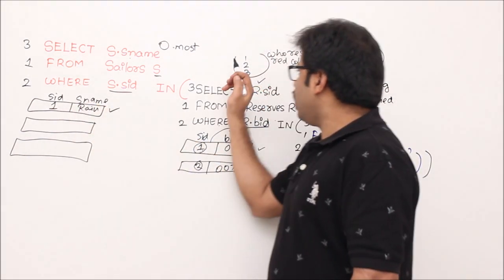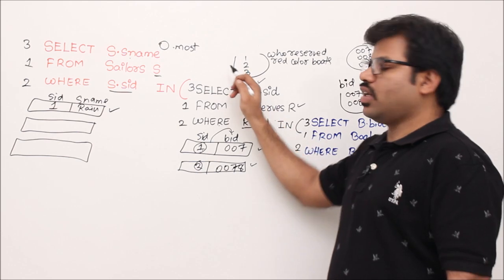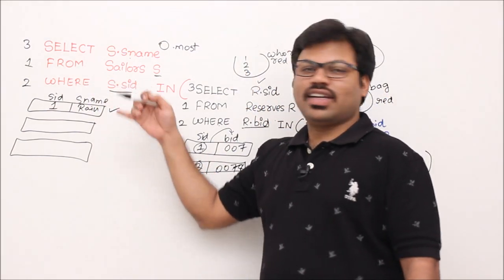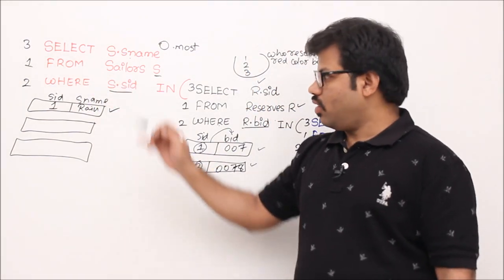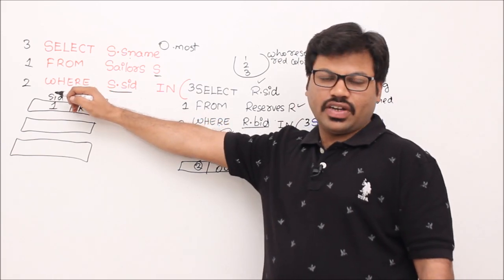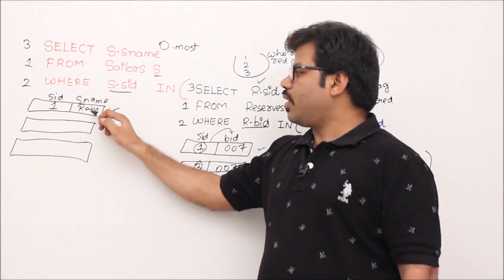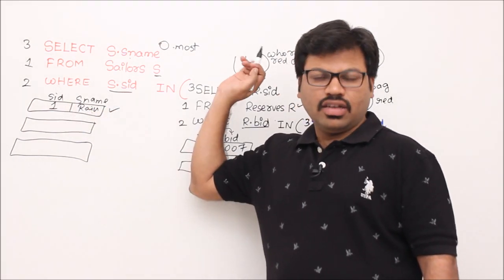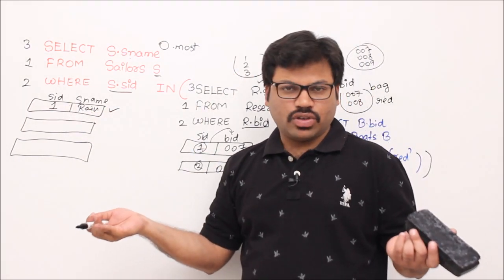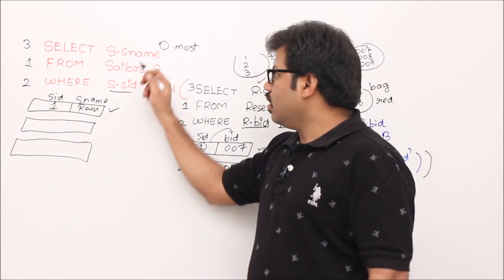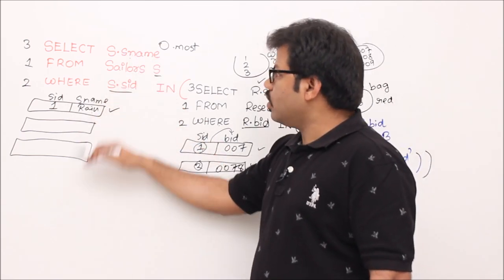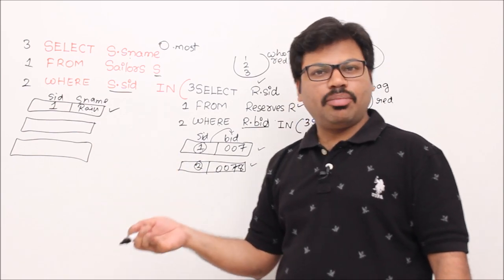If you are here, definitely you are either 1, 2 or 3. Then only that S.SID will be there, then only the where condition will be satisfied. So we are printing S names. Now tell me when Raju will be printed. When 1 is there, then 1 definitely reserved a red color board, correct? So that's why I can say that the collection of names who reserved red color boards will definitely be printed.